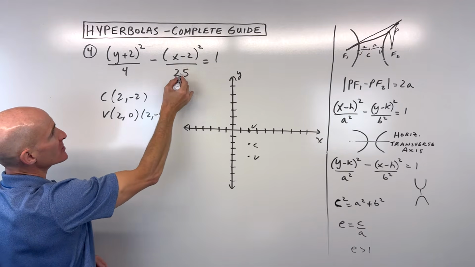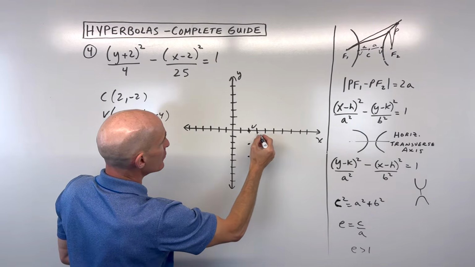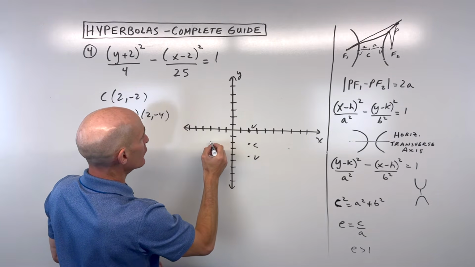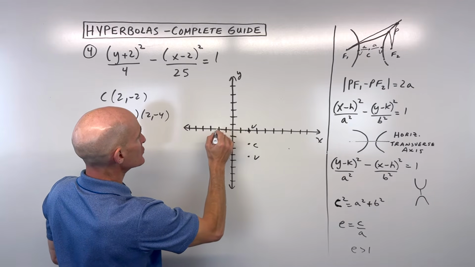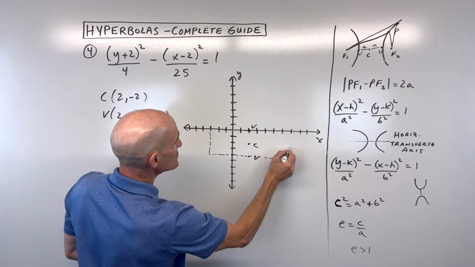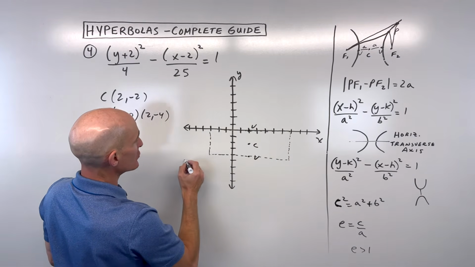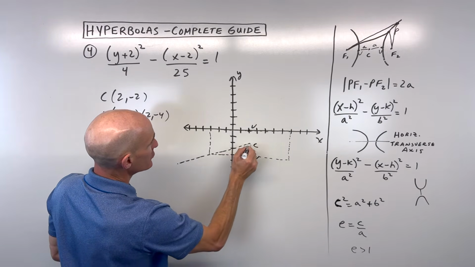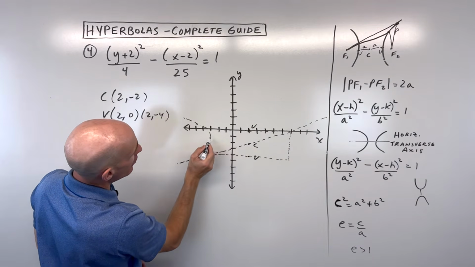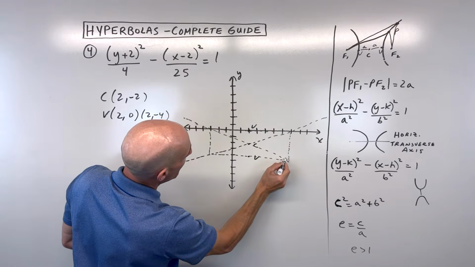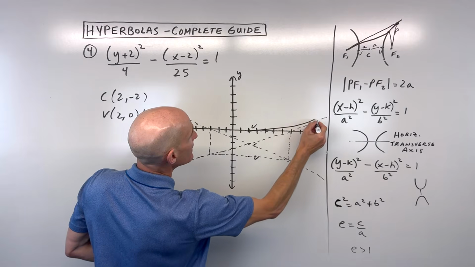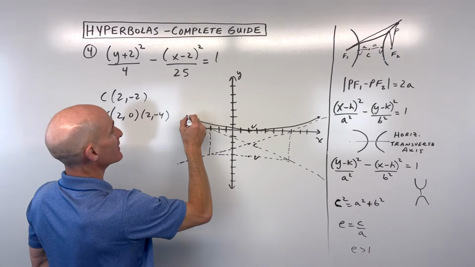In the x direction, we're going to go right 5 and left 5. So 1, 2, 3, 4, 5, and 1, 2, 3, 4, 5. We're going to use those points to draw that rectangle, which we use to draw our asymptotes through the corner, through the center, through the opposite corner. And it gives us an idea about how wide or narrow our hyperbola is. So you can see this hyperbola is going to be kind of wide in this case, right?